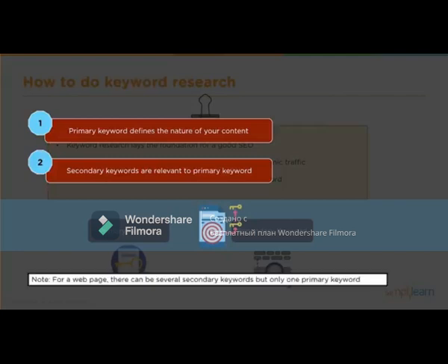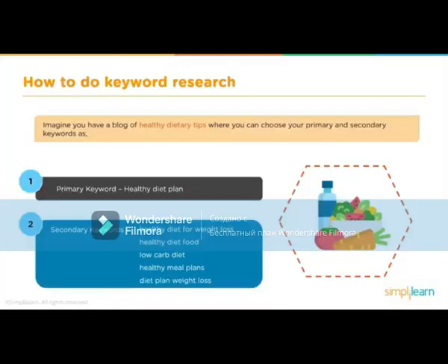So for a web page, there can be several secondary keywords, but only one primary keyword. Your primary keyword is always going to be relevant to your content. Secondary keywords are relevant to the primary keyword, and you may have multiple secondary keywords, but they're also related to the content, and it gives you a better opportunity to be found between both the primary and secondary in search.